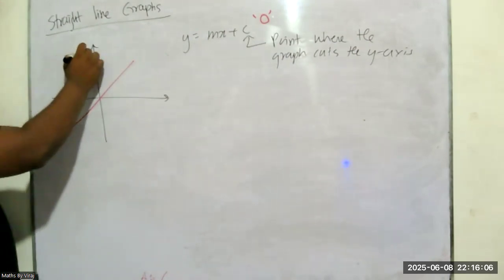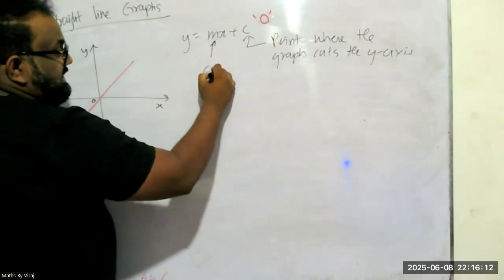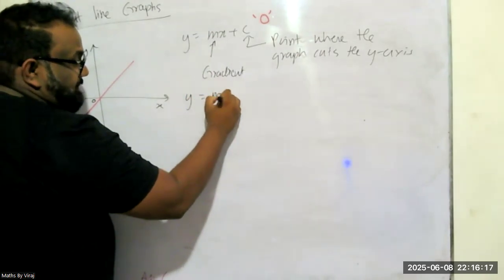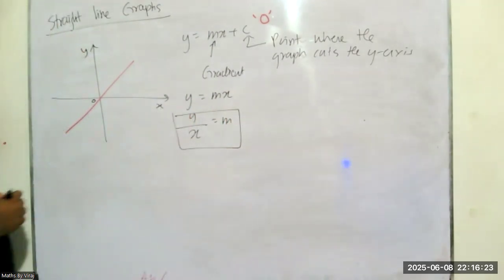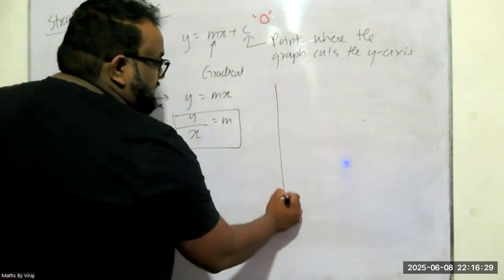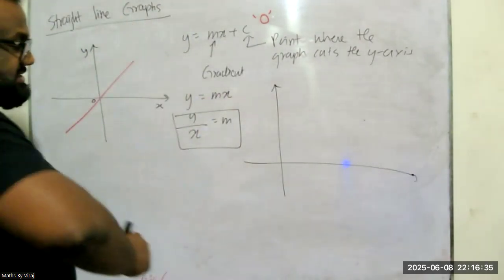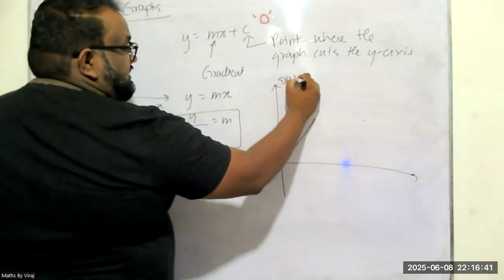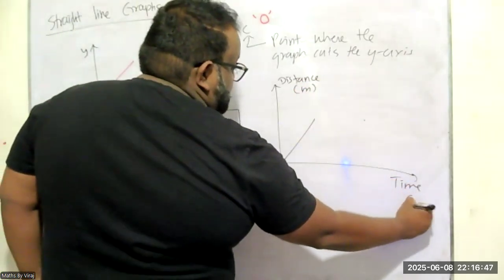Mathematically, if we are to find the gradient, m, the gradient, correct? This is what y is equal to mx. Y divided by x will give you m. Yes or no? Now, if you take the same thing into consideration, if you substitute this into a distance time graph, please understand this very carefully. This is my distance, correct? Let's say that this is meters. This is my time. Let's say seconds.